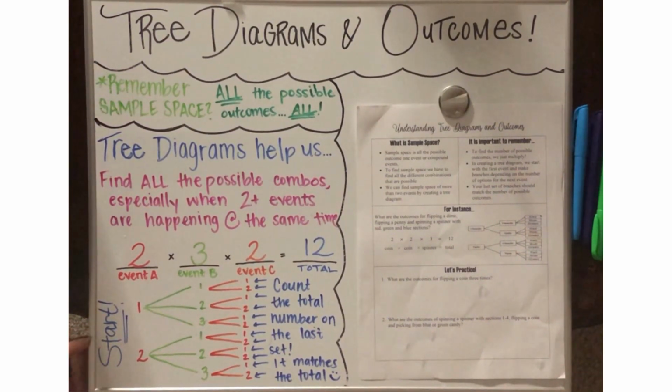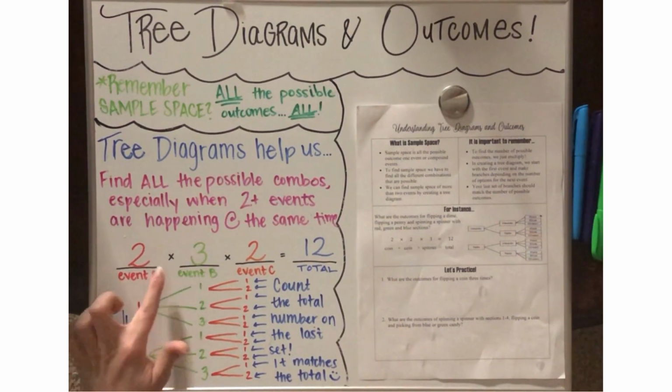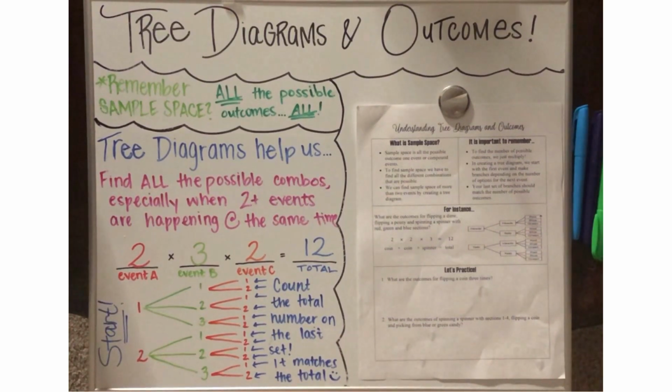So you start here, and you start by listing your outcomes for your first event. I just wrote 1 and 2 because nothing was specifically defined. Then what you do next is you branch off. The number of branches coming from each event of A is going to be defined by how many we have for our next event. So we have 3 possible outcomes for event B, so we have 3 branches coming off each number here. And then again, I just listed them as 1, 2, 3, 1, 2, 3.